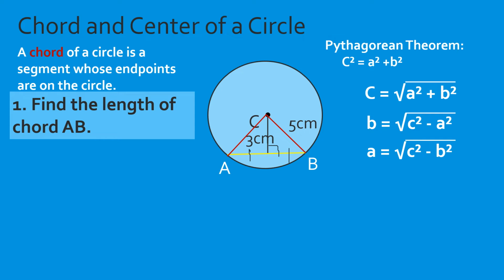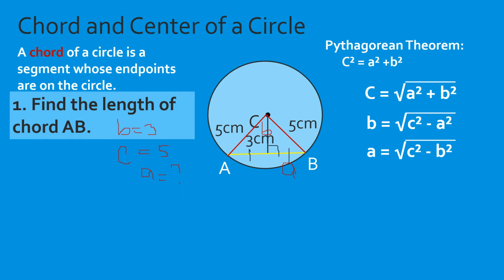Now, let's say the missing side here is a. So this is b. Now, b is equal to 3. And we have the c, which is the hypotenuse of the triangle. The radius of the circle is the hypotenuse of the right triangle, and that is equal to 5. So we are looking now for the value of a. It means we're going to use this formula.